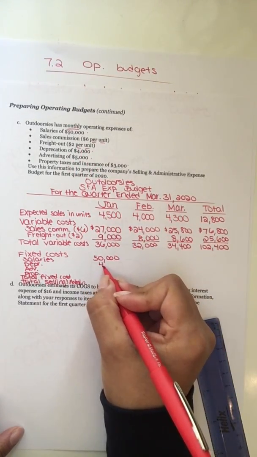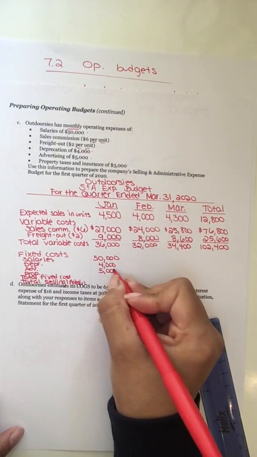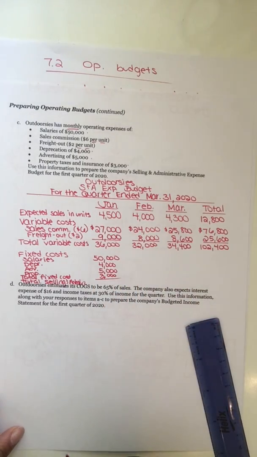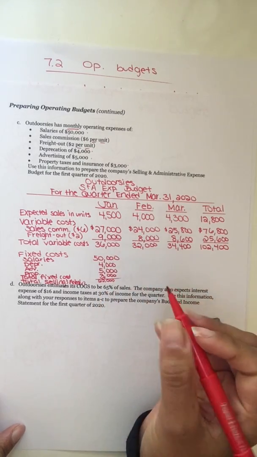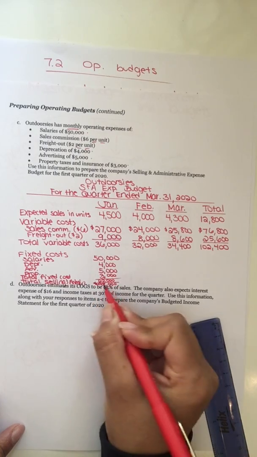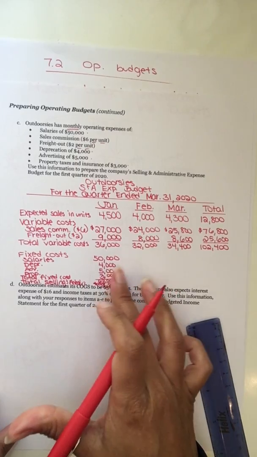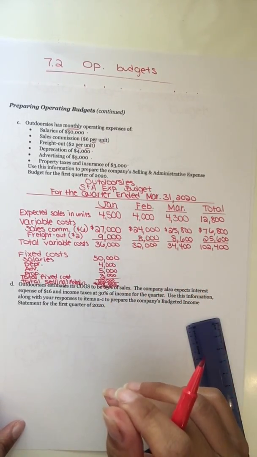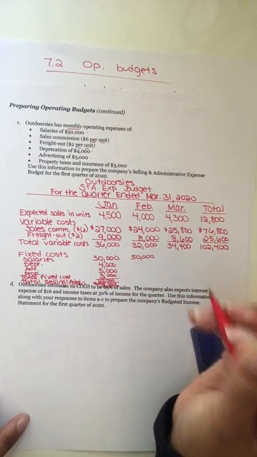Depreciation was 4. Advertising 5. Property taxes 3. So that gives you total fixed costs of 62. Add 62 to the 36, and we're gonna get 98,000. Double underline. Now the nice thing is they're fixed costs. They don't change. So it's going to be the same for every single column. So just copy it across at your own leisure.